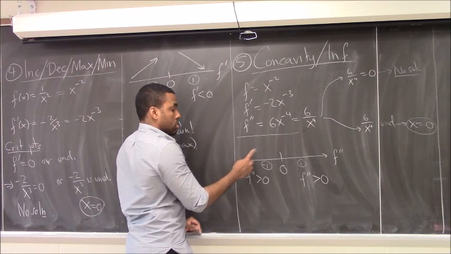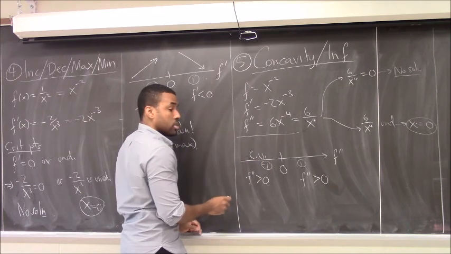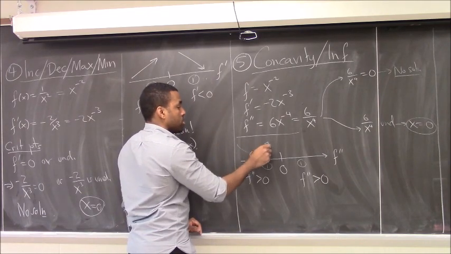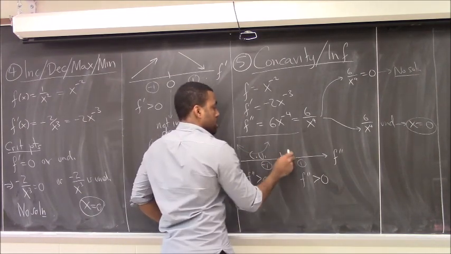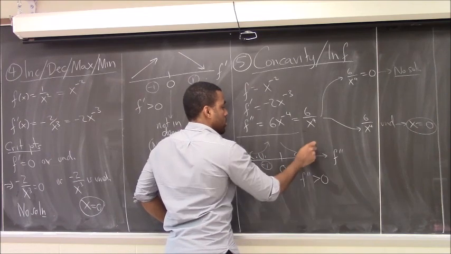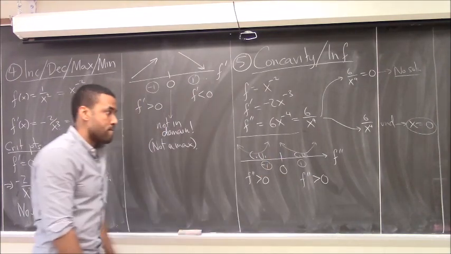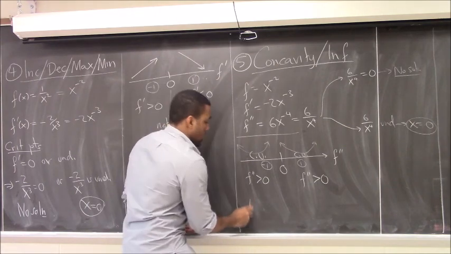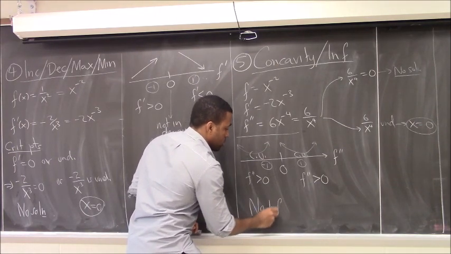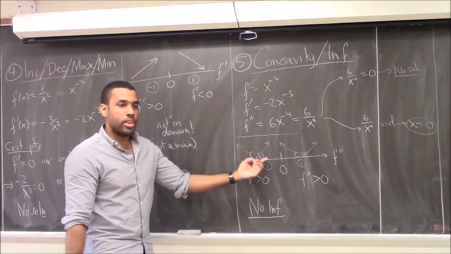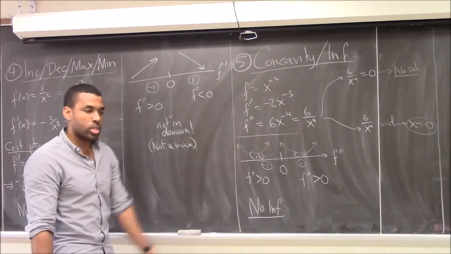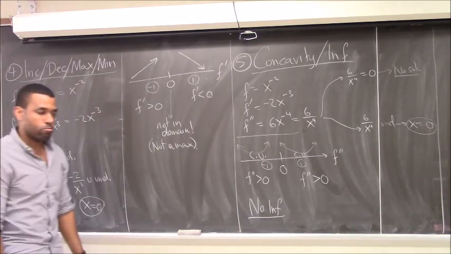What does that mean on this side? It's concave up. It does not mean increasing. It just means we're shaped like a smiley face. On this side, it tells us the same thing. It's concave up, shaped like a smiley face. Also, we learned that there are no inflection points, right? Because an inflection is when we switch concavity. We never switch concavity. It's always the same concavity.